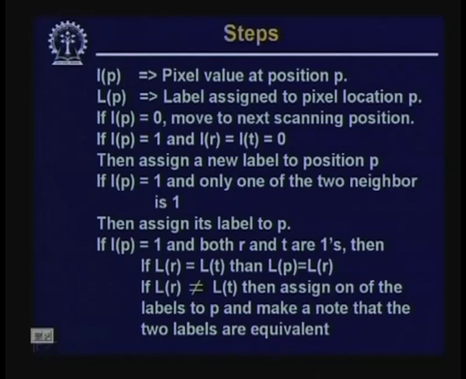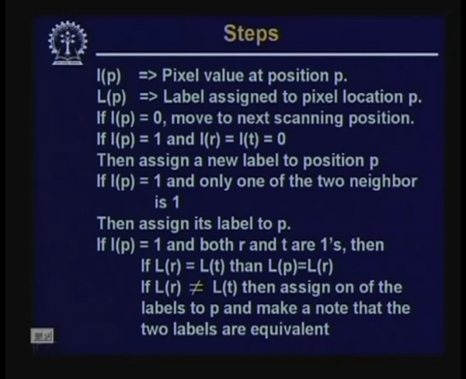So, here I check the intensity values at R and T. If both at R and T the intensity values are equal to 0, then I assign a new label to that point P. That is, if IP equals 1 and both IR and IT are equal to 0, then I assign a new label to pixel position P. But if IP equals 1 and one of its neighbors, either R or T, has a value equal to 1, because R and T are already scanned before the point P, then whichever has value 1 will already be labeled. In this case you assign the same label to the point P.